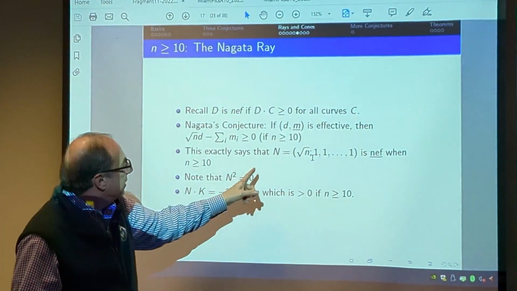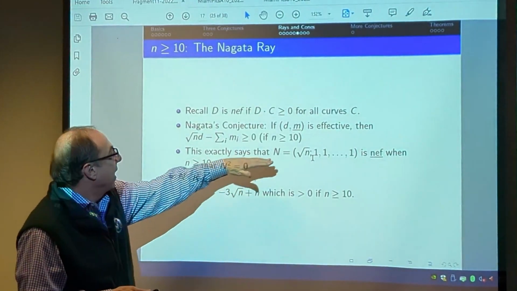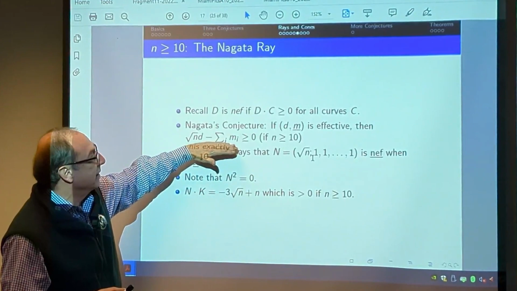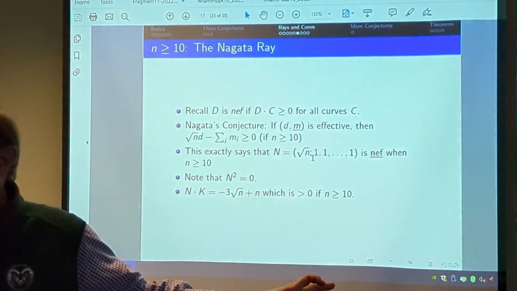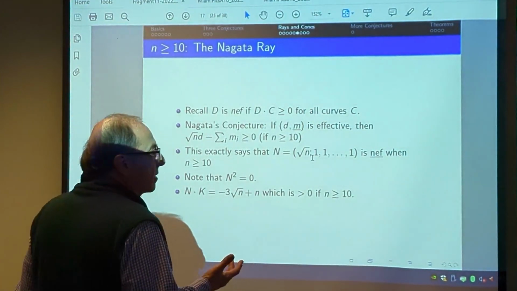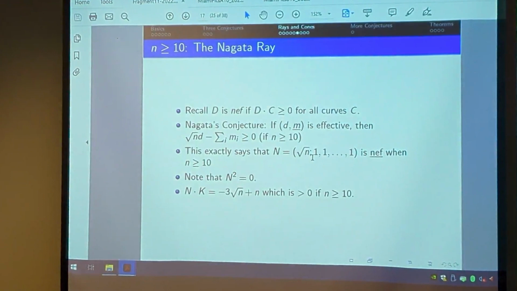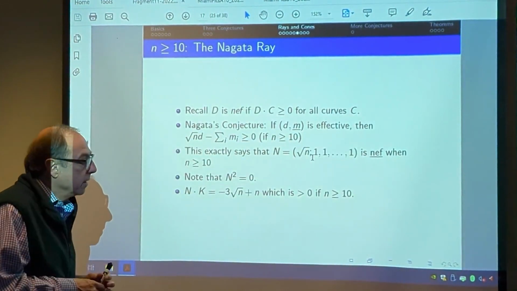And this exactly says that this ray, this square root of n ray here, is Nef. Right? It says anytime I have an effective thing, this thing is non-negative. So it exactly says that this ray meets all of the effective curves non-negatively. So Nagata's conjecture basically says that this irrational ray is Nef. This is one of the powers of passing to the real setting instead of sticking with the integer setting, because you get a very interesting result here, but you have to work with irrational vectors.